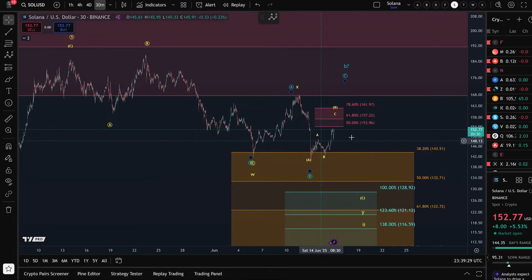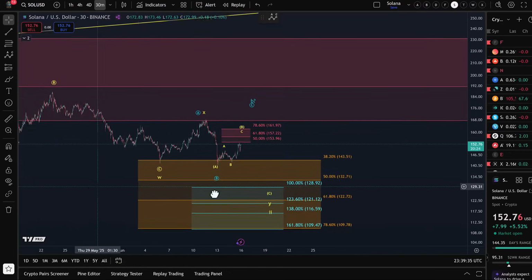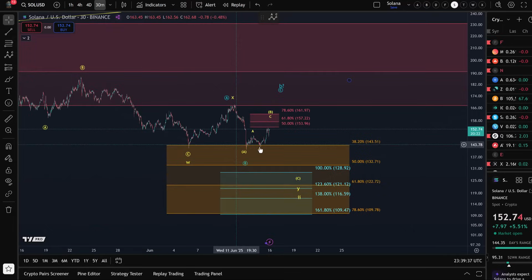So yeah, just moving up and down in corrective structures. The situation hasn't changed, just messing around there a little bit. And I think with the data that we have here, we have to prepare for a little bit more corrective price action. That's the update on Solana.